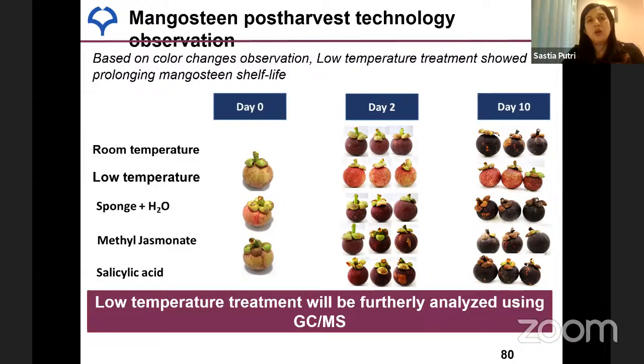And she investigated the changes of mangosteen after being subjected to low temperature and also to stress inducers like methyl jasmonate or salicylic acid. And the sponge and water is just a control, because methyl jasmonate and salicylic acid use water to dissolve and then use the sponge. So this is just used as a control. We used these because, according to previous reports in the literature, low temperature, methyl jasmonate and salicylic acid were found to be effective in prolonging mangosteen shelf life. But in our analysis, we could only reproduce that low temperature is effective.